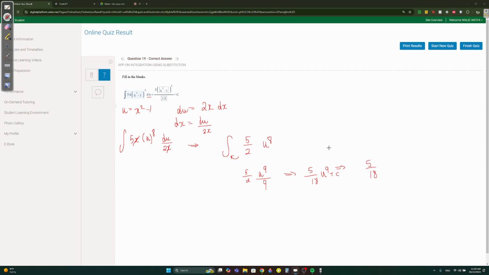What is u? X squared minus 1. I should put plus c. Always put plus c, guys. Please, please. If you have a written exam and you don't put plus c, even in your working, guys, it's wrong, huh? You need to put plus c. 5 over 18, u was x squared minus 1, so it's going to be x squared minus 1 to the power of 9 plus c.